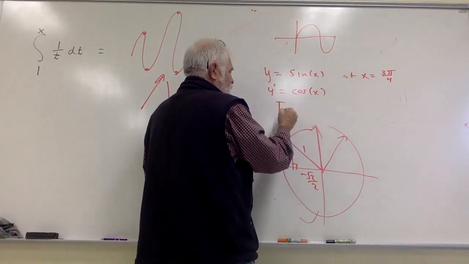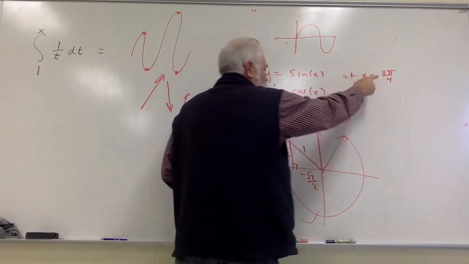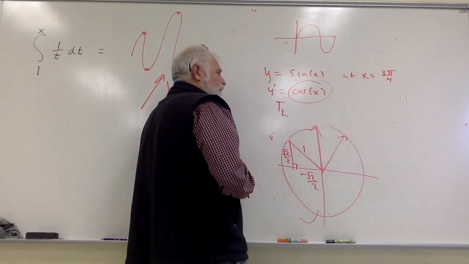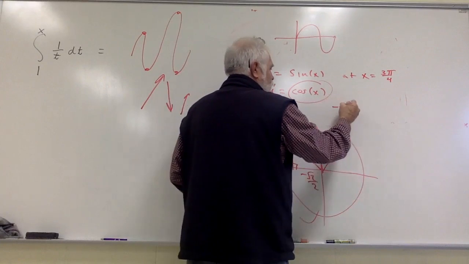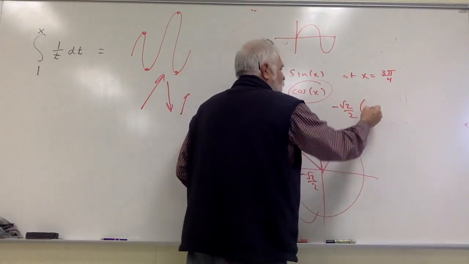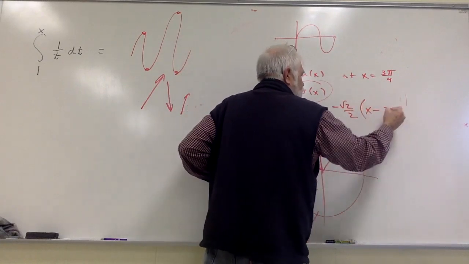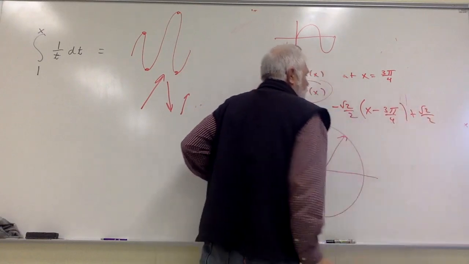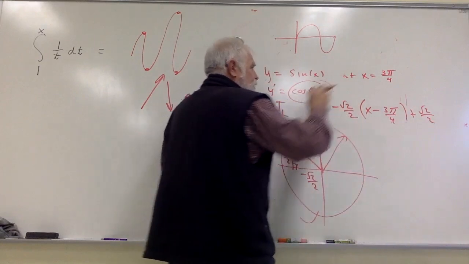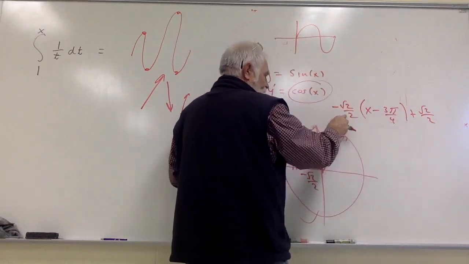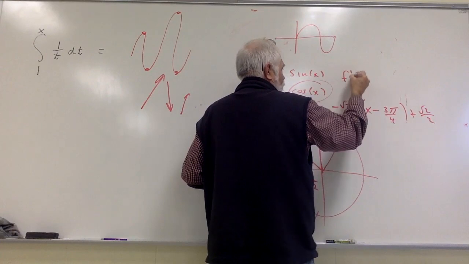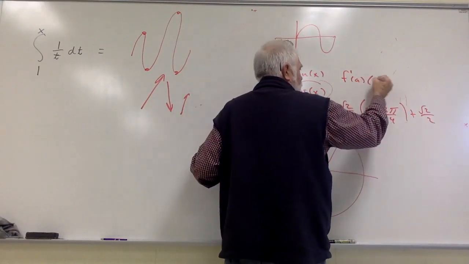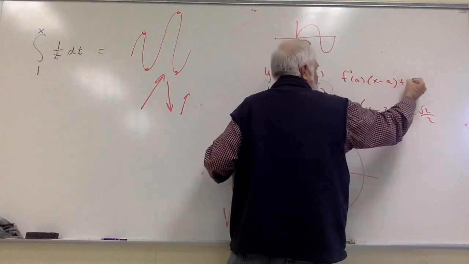All right, so we got everything we need right here. So the equation of the tangent line is the slope at 3 pi over 4, which comes from the slope formula. Cosine of 3 pi over 4, negative root 2 over 2, times x minus 3 pi over 4, plus root 2 over 2. This is linearization. That linearization is f prime of a, and a in this case is 3 pi over 4, times x minus a, plus f of a.